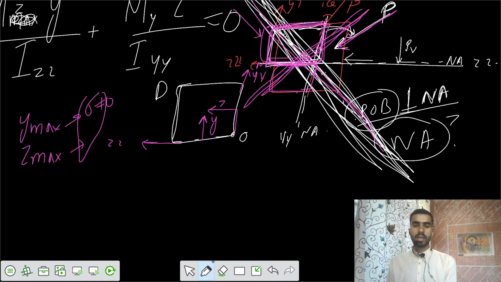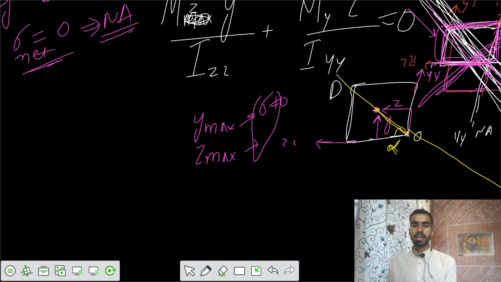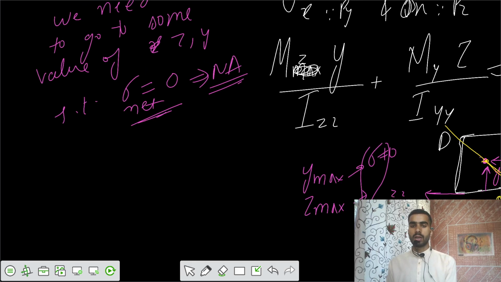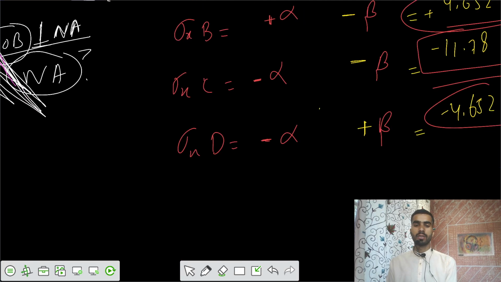So you go to a distance of y and z. There is some point where the stress is 0. So where is that point? If you take that from the origin, what's the angle it's making? If you get the angle, that would be a straight line. We don't know that alpha. So finally we can write the equation: Mz y by Izz plus My z by Iyy. But for the corner D, you have to see whether the values of alpha and beta are negative or positive.